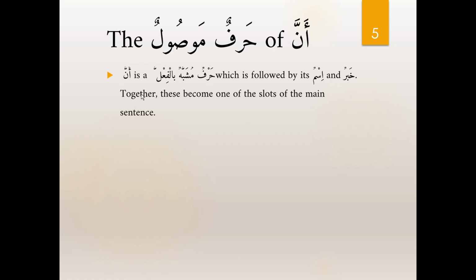Now, as you know, anna actually enters a jumla ismiyah. Originally, the jumla ismiyah has two parts, the mubtada and the khabar. But once anna goes in, the mubtada now becomes its isim, and the khabar of the original jumla ismiyah becomes the khabar of anna. So we have a change in roles.